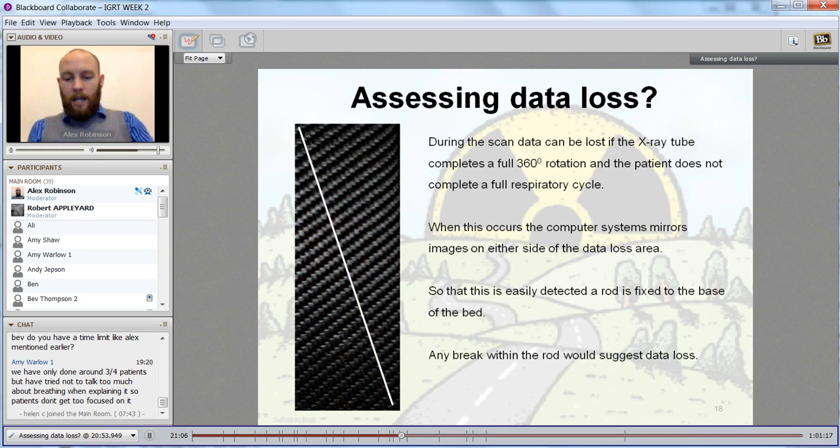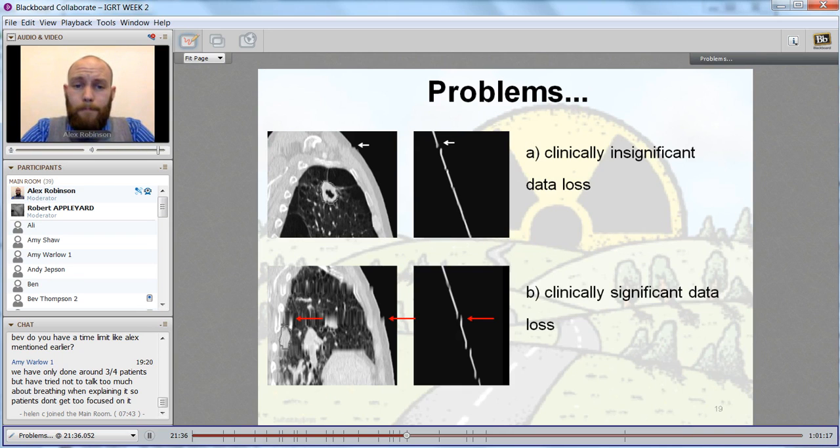Now, if I've asked it to look at all the slices on 100% inspiration and then stick them all together, what we should get, if the patient has breathed regularly and we haven't lost any data, is this perfect straight rod. Now, if there's a break in the rod, that is an indicator that the patient has maybe held their breath so that they haven't completed that cycle, or they've coughed, they've sneezed, or they're breathing too slow. Okay. So here we can see some of the problems.